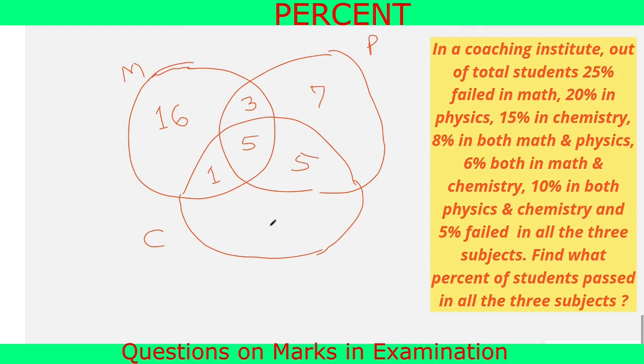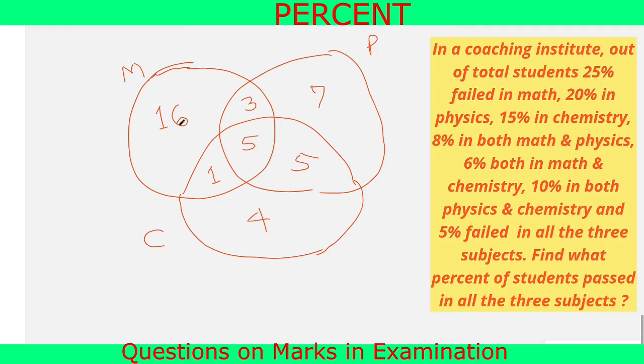Now 15% failed in chemistry. So 5 plus 5 plus 1 is 11. So we have to put 4 here to make it 15. Now if we add all these, we will get the total number of students failed in any of the subjects, either in 2 subjects or in all the subjects.